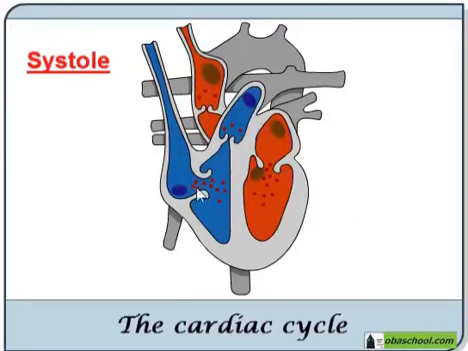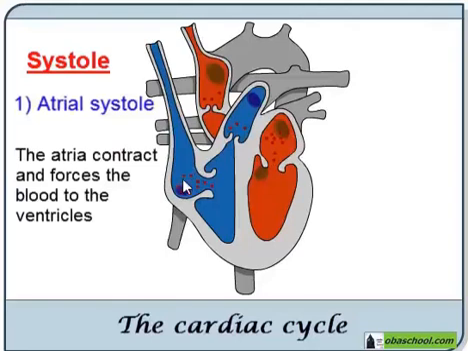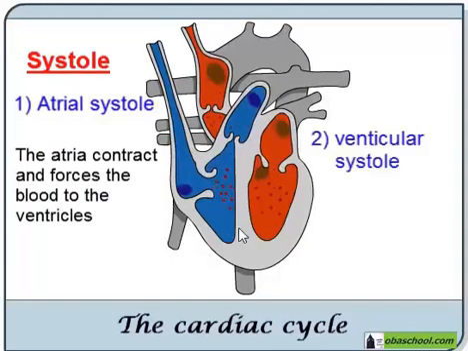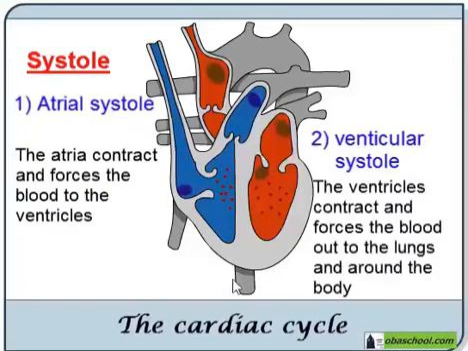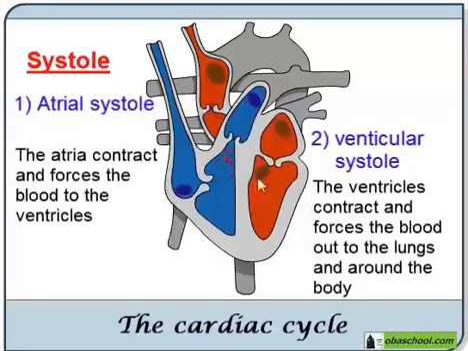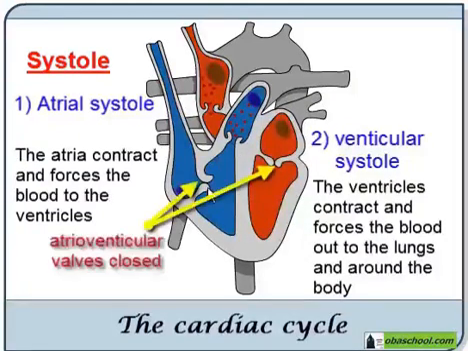And now we enter systole. Atrial systole was when the atria contract in order to force all of the blood into the ventricles. And ventricular systole follows atrial systole. It is when the ventricles contract in order to force the blood out of the heart and into the aorta as well as the pulmonary artery.